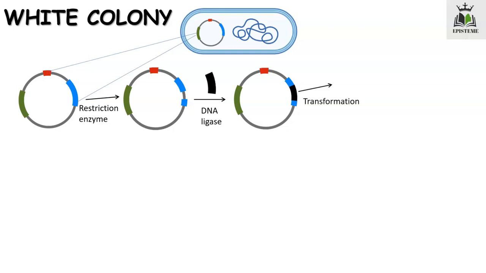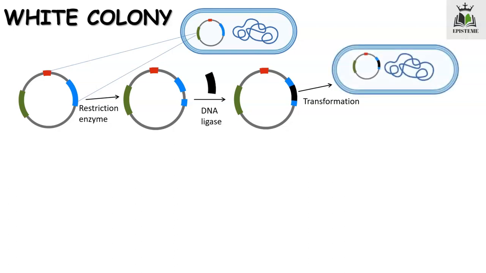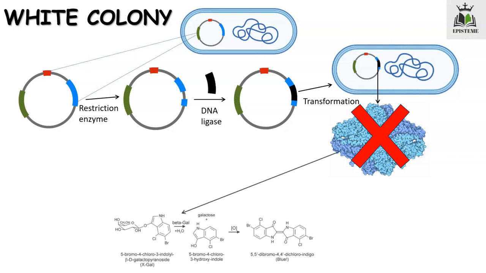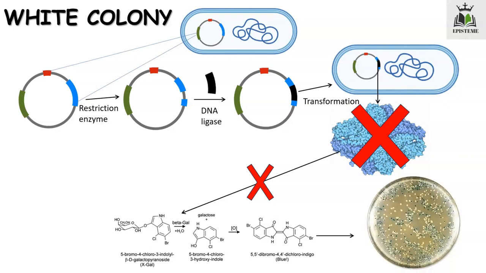So we transform the E. coli cells with this recombinant plasmid, and now this plasmid will not code for the beta-galactosidase enzyme. As a result of this, the reaction is also not done. That is, the X-gal to blue colored compound formation is also not done. And as a result, we will get these white colonies.